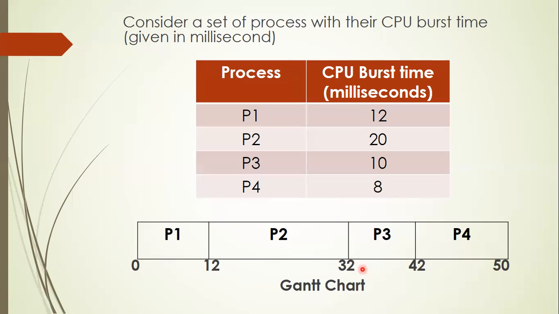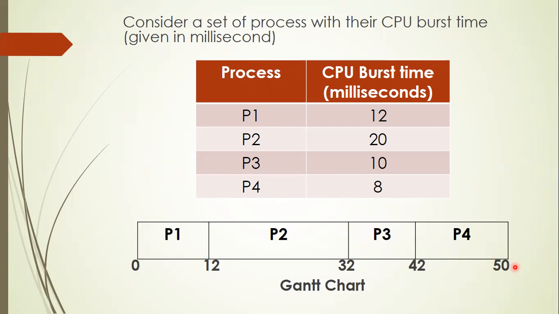Now P3 will get the CPU at 32 milliseconds and keep it for the next 10 milliseconds. So from 32 to 42 milliseconds, the CPU is processing P3. Now P4 will get the CPU at 42 milliseconds and it is allocated for the next 8 milliseconds, so till the 50th millisecond, the CPU is with P4. This representation we call a Gantt chart.